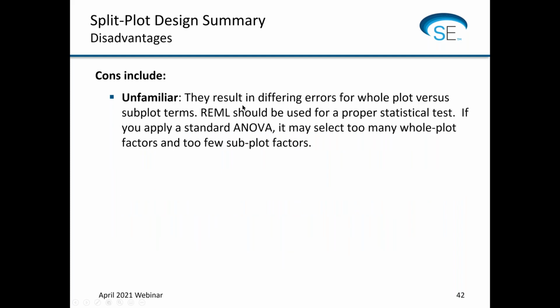Cons, they're unfamiliar, so they result in different errors for the whole plot versus the subplots. We need to use this restricted maximum likelihood to find the error components. If you were doing this on your own, this would be a major hurdle. And if you went ahead and said, I'm going to ignore that, I'm going to apply a standard ANOVA, what happens is you're underestimating the error for the whole plots, and you're likely to affect too many hard to change factors, and you're overestimating the error for the subplots, and you're likely to miss significant easy to change factors.